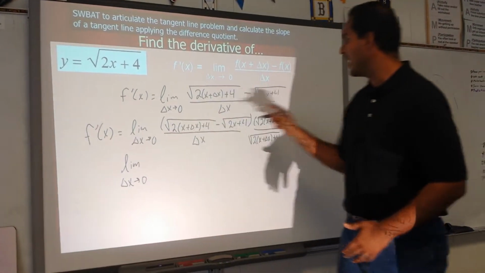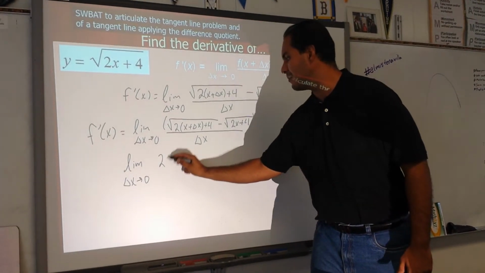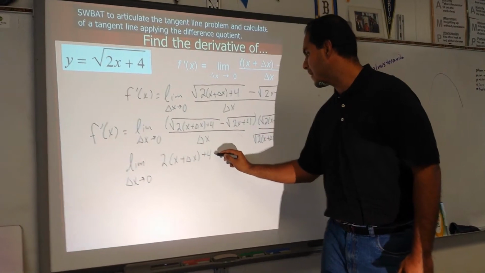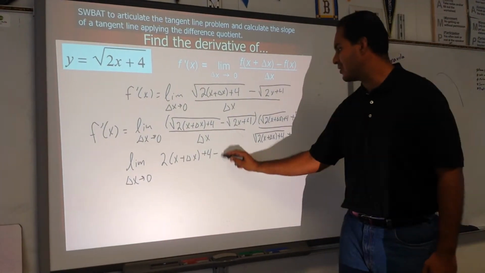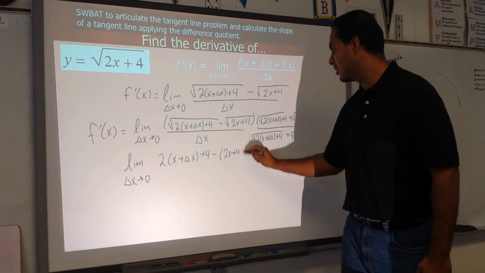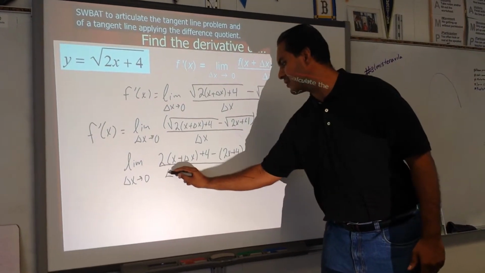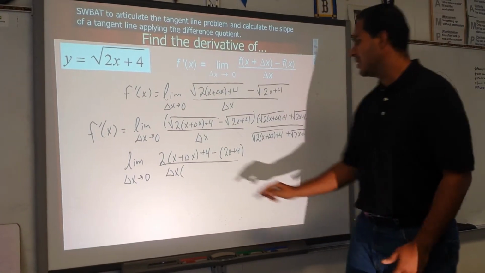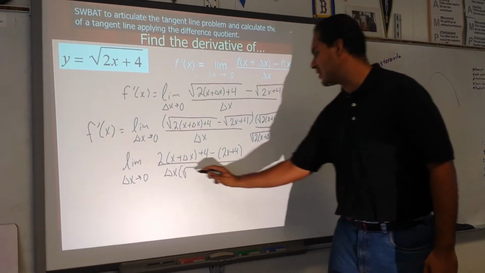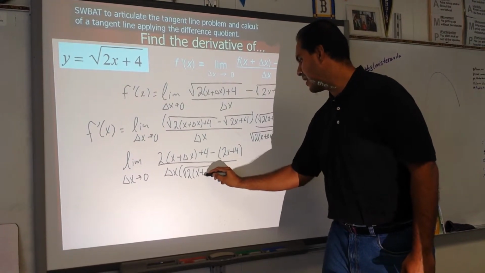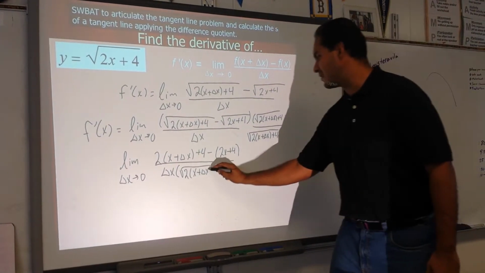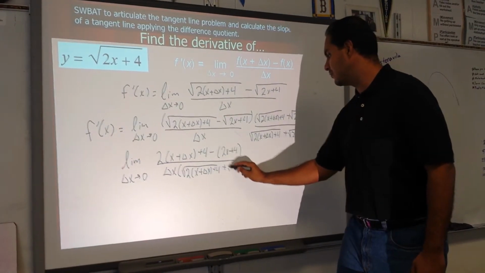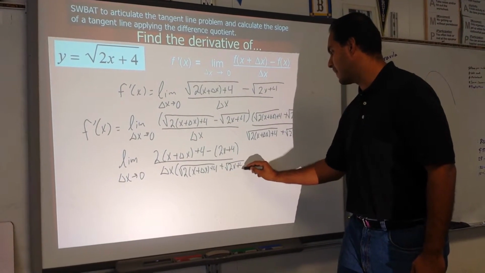So our numerator ends up being just the exact same thing but with no square roots: 2 times (x plus delta x) plus 4, minus (2x plus 4), all over delta x times that whole conjugate that we multiplied to the top and bottom. Now don't simplify that, don't do anything to that, keep it as is, as we're going to find that it simplifies nicely in just a little bit. Plus the square root of 2x plus 4.